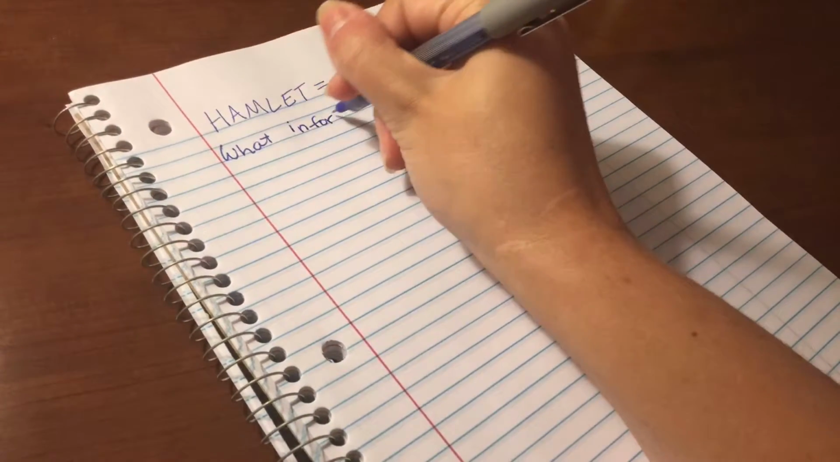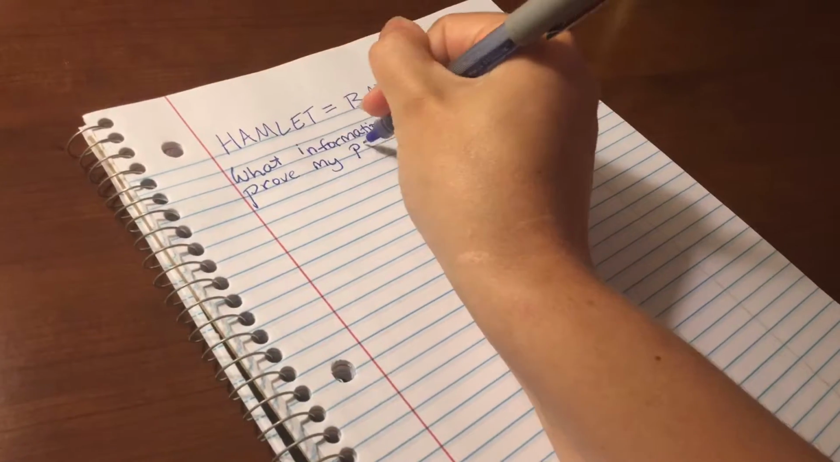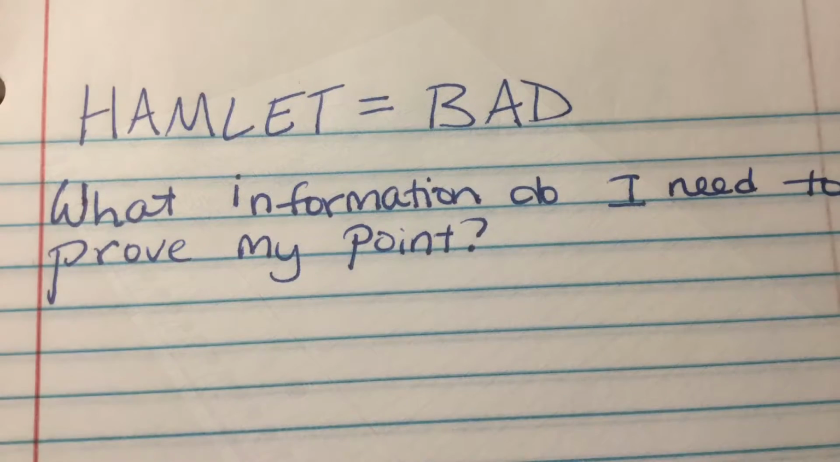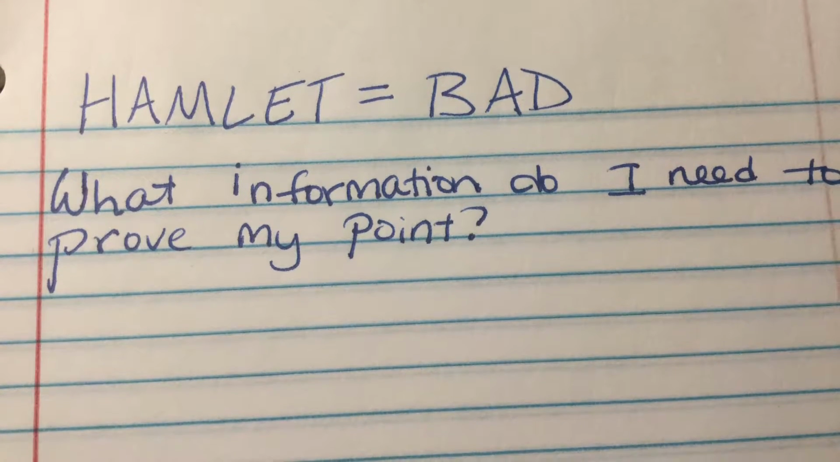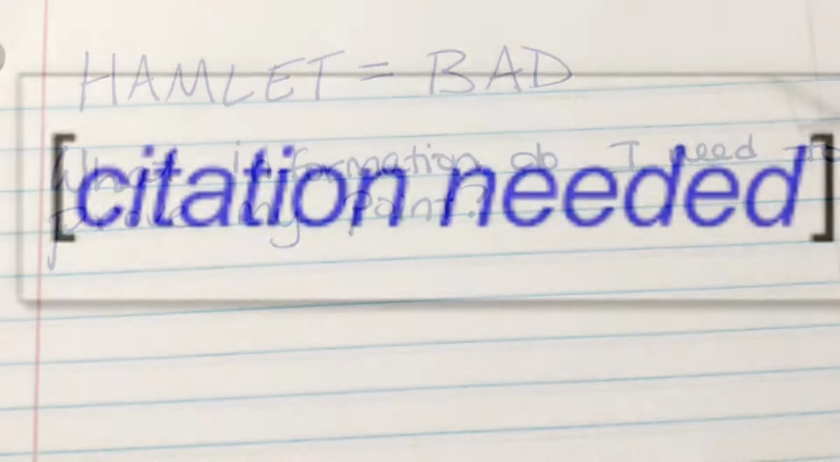To gather evidence, you need to answer this question: what information do I need to prove my point? So for this essay, I'm going to need to start looking for evidence that shows that Hamlet's not such a great guy. Just make sure as you do this, you're keeping track of authors and page numbers so you can cite this information later. In this video, I'm going to give you 4 ways for how to start gathering evidence.